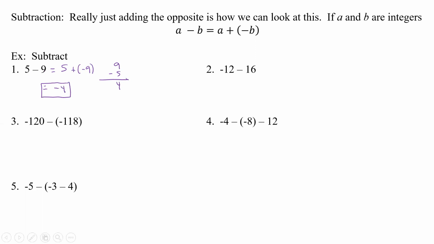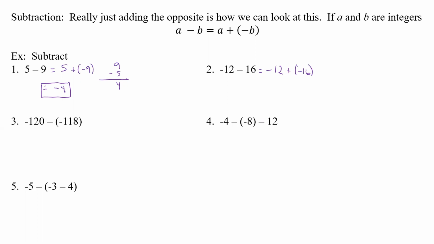Okay. Now what about this one? Negative 12 minus 16. Well, again, we're going to change it to negative 12 plus a negative 16. So that just changes that to this part. And remember, we don't write plus minus right by each other. We'll put a plus and then parentheses, then the negative 16 inside of parentheses.